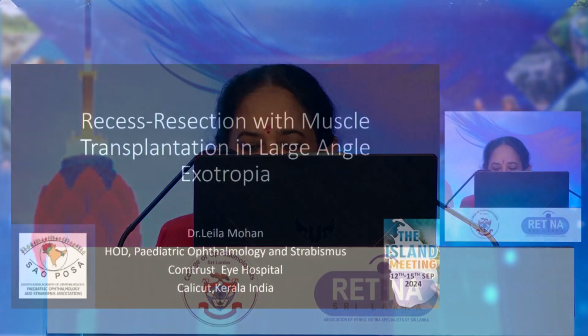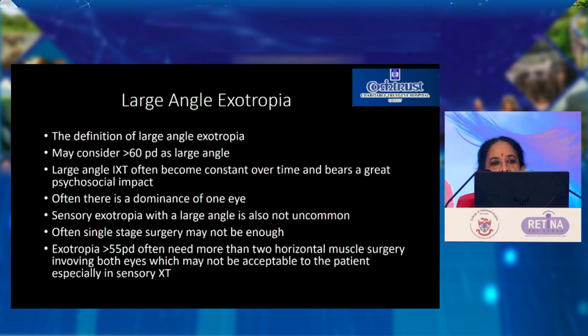So, recess resection with muscle transplantation in large angle exotropia. Large angle exotropia, the definition is not very precise. We may consider more than 60 prisms as a large angle. Large angle intermittent exotropia often becomes constant over time and bears a great psychosocial impact on the patient. Often there is a dominance of one eye in these cases. Sensory exotropia with a large angle is also not uncommon.